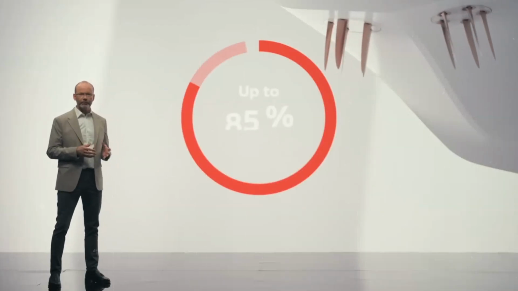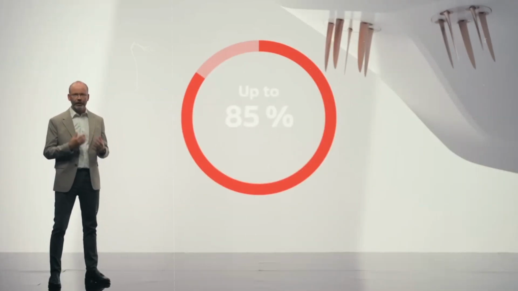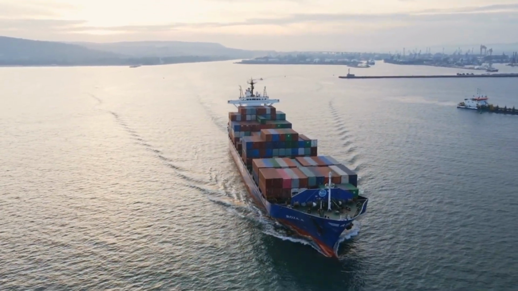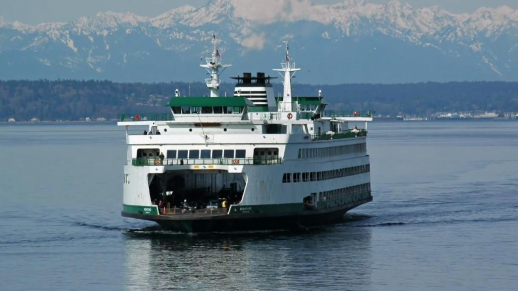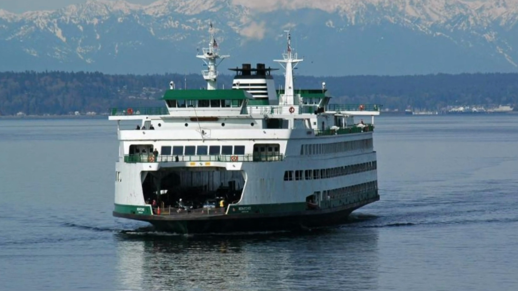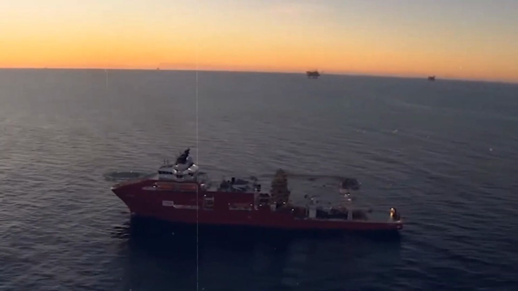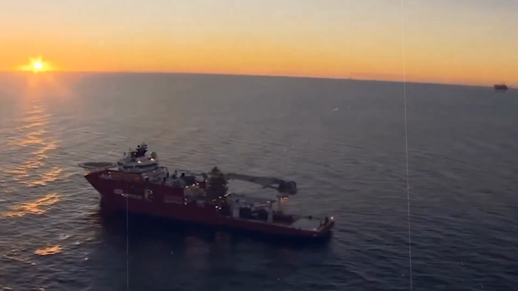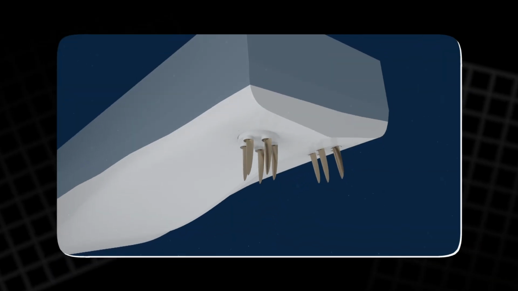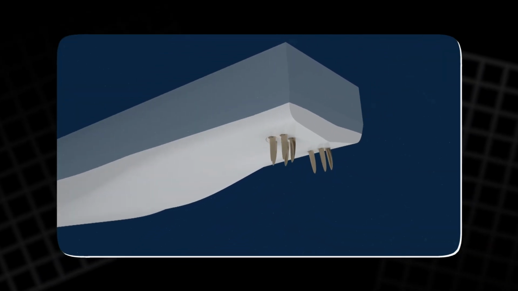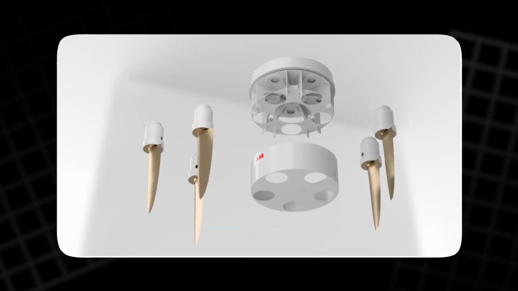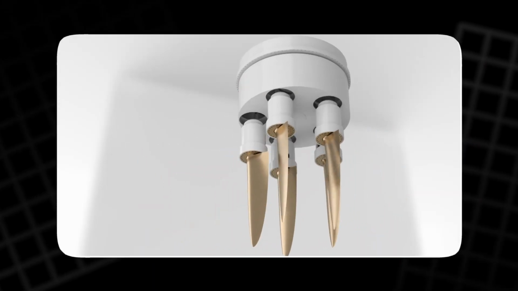ABB claims this system can reach an impressive 85% efficiency, which means less fuel burned and smoother operations. Picture a ferry docking with almost no effort or noise. Imagine an offshore ship holding its exact position in rough waves without wasting energy. The Dynafin shows that cycloidal ideas are still very much alive and full of potential. It also reflects a shift toward cleaner, smarter marine technology.